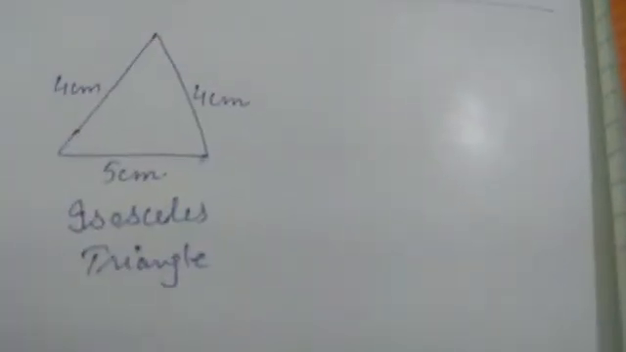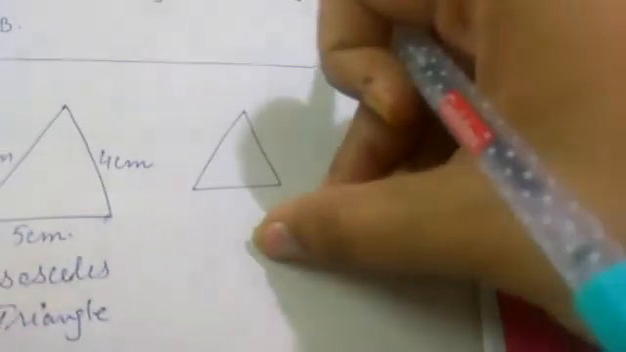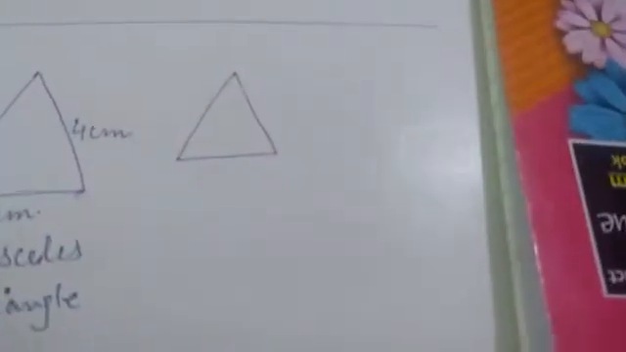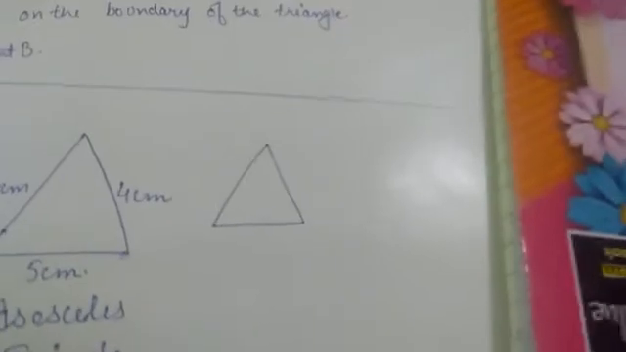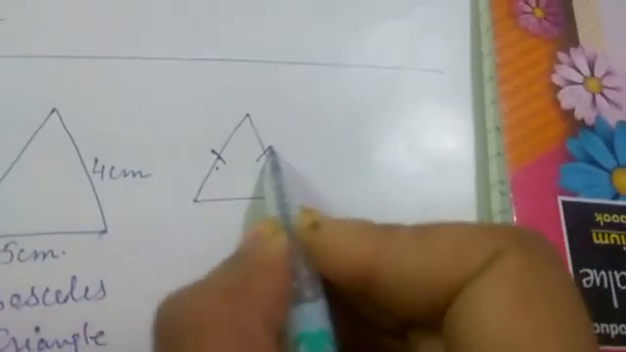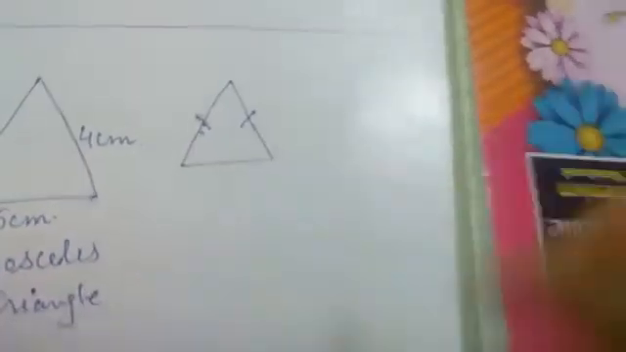And there is one more method of drawing an isosceles triangle. Now see, if they are drawing this triangle, and they don't want to tell you that this is 4 centimeter, this is 4 centimeter, and this is 5 centimeter. They just want to tell you that 2 sides are equal. Then they can use this symbol. These 2 lines cut these 2 sides of the triangle. This symbol means these 2 sides are equal.